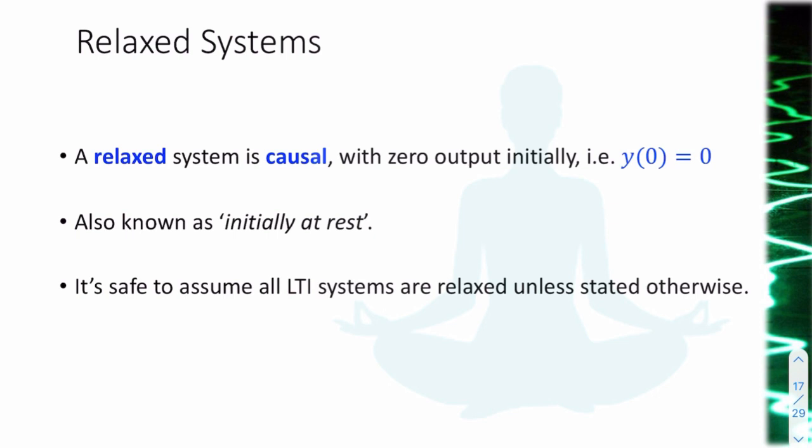The next definition I want to share with you is for something called a relaxed system. A relaxed system is a causal system that has 0 input initially. That means the output at t equals 0 is 0. Sometimes we say a system initially at rest. So when reading questions, sometimes it'll say a system initially at rest, meaning initially at t equals 0, y will be equal to 0.